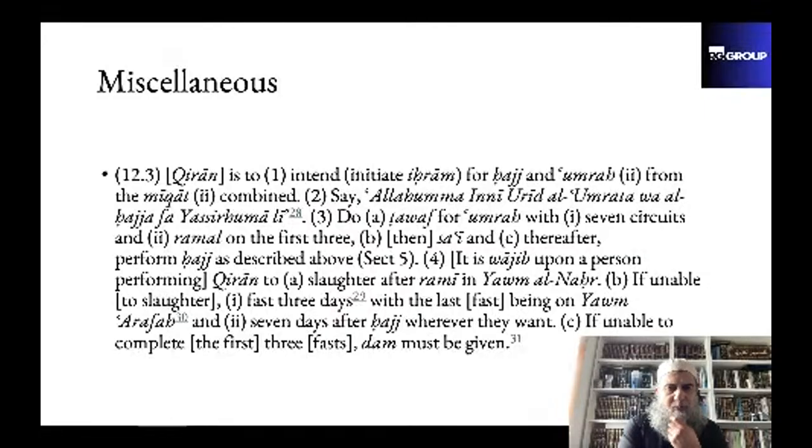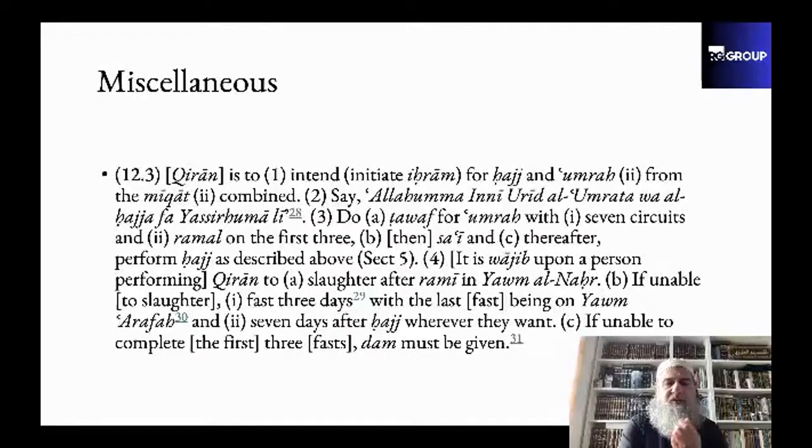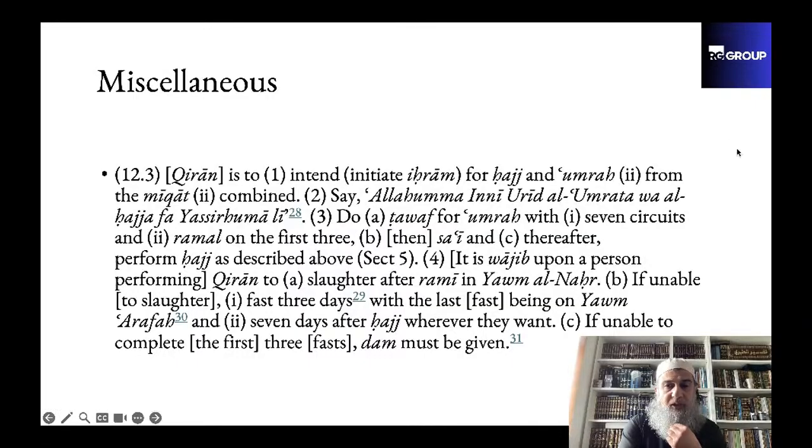It is wajib upon a person performing Qiran to slaughter after Rami on Yawm al-Nahar, as I've already explained earlier. If unable to slaughter, which one should be able to, they fast 3 days, with the last fast being on the 9th, and 7 days after Hajj, meaning after the Ayyam al-Tashriq, wherever they want. If unable to complete the first 3 fasts, the slaughter must be given.